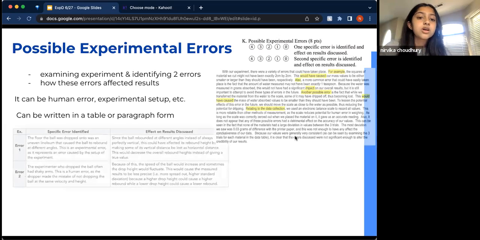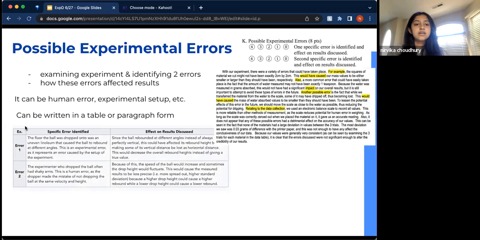Here is the example. You can see this is an example of a table where they identified error one, error two, and this is an example of a paragraph form of it. Possible experimental errors are often confused with qualitative observations, but the experimental errors must be precisely identified and their effects on the results must be discussed. In qualitative observations, errors would just be merely observed. So they're not the same thing, and not all qualitative observations are actually due to errors.